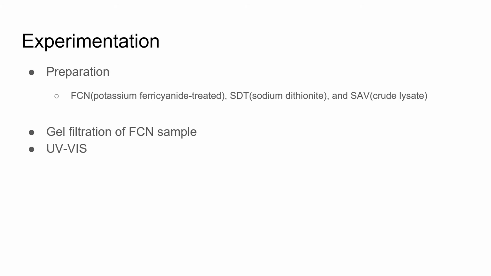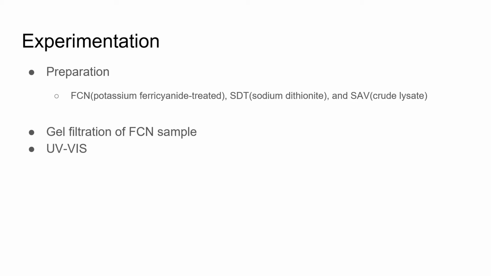Next, I'm going to talk about the experiment that we completed. The first step of this whole experiment was to prepare the different cuvettes that we were going to need. The first one was labeled FCN, and this contained our crude lysate as well as potassium ferricyanide. Potassium ferricyanide is a very good oxidizer of metal, which turns Fe2+ into Fe3+. Next, we had our SDT cuvette, and this contained sodium dithionite, which is known as a very good reducer, which effectively turns rusted metals into unrusted metals. And our third container was labeled SAV, and this was just our plain crude lysate.